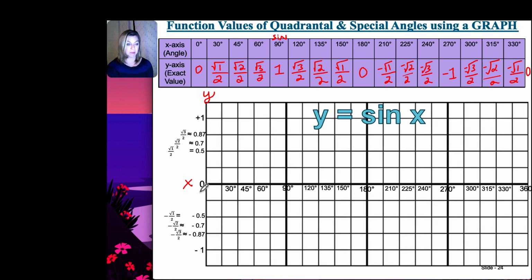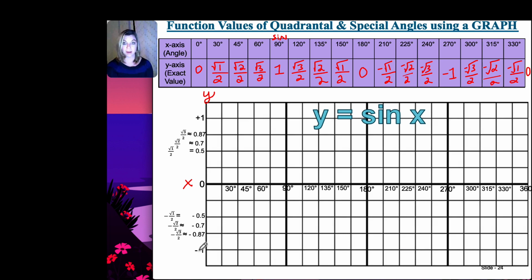And it's the same in the opposite direction. Negative radical 1 over 2 is equal to negative 0.5. Negative radical 2 over 2 is a value less than that, so further away from 0, it's approximately negative 0.7. And negative radical 3 over 2 is a value smaller than that even, so further away from 0, it's negative 0.87. And drops us down to our minimum of -1.